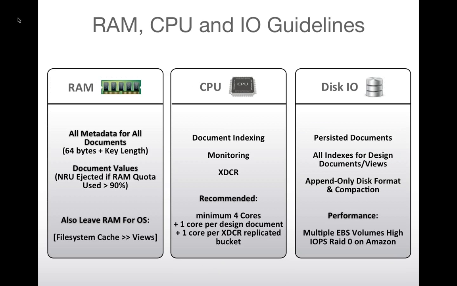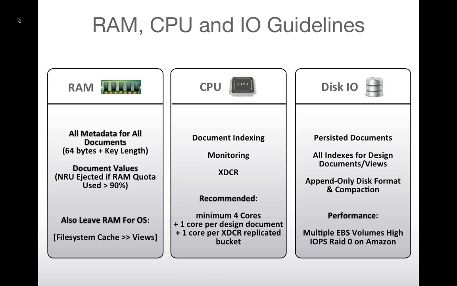Also, RAM is used for file system cache for views, which come off disk. That's our MapReduce indexes. So we leave RAM for the OS to have a sizable file system cache for views. CPU is primarily utilized for indexing, monitoring, and cross-data center replication. We recommend at least 4 cores, plus an additional core for each design document and an additional core for each cross-data center replicated bucket. Disk I/O can be spinning or flash.